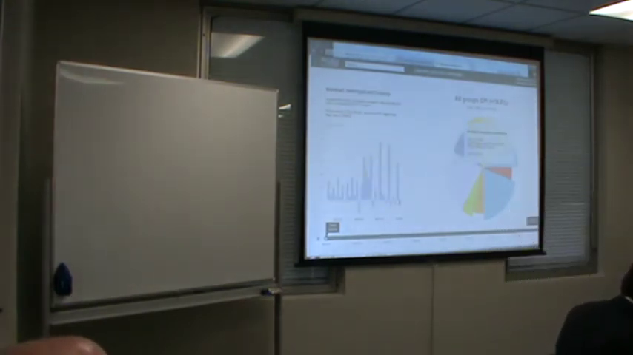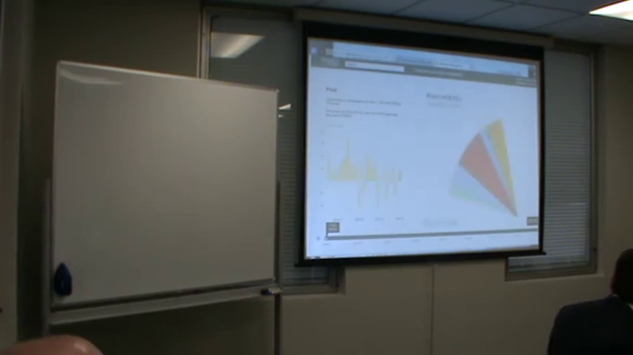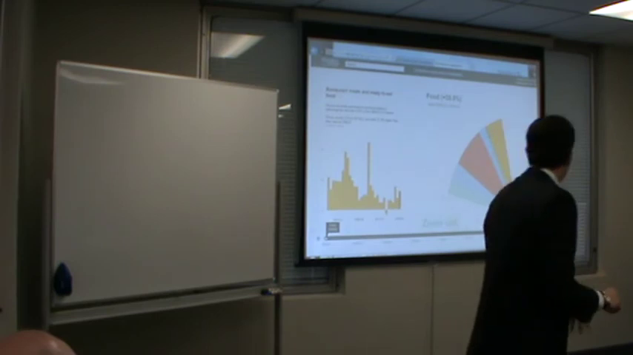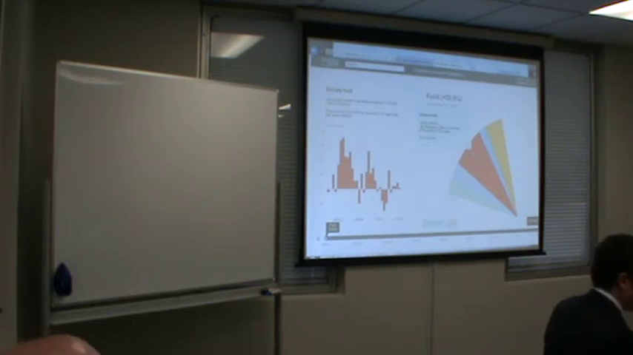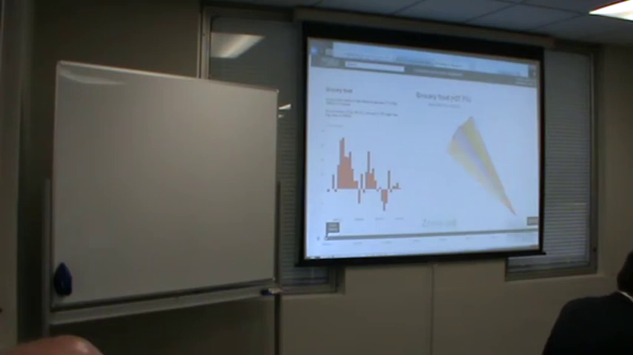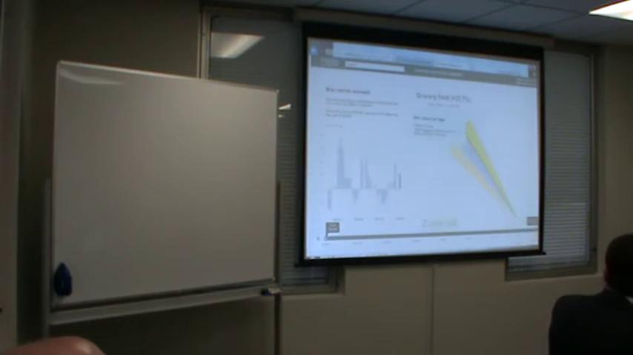Now, that's not all. What you can also do is drill down into each group and look at the various subcomponents in each group. Here we're looking at food, and we can hover over something like grocery food, get an idea of how prices for grocery food have changed, and we can drill down even further and look at some of the various subcomponents of grocery food. So we've got breads and cereals, milk, cheese and eggs, and so on.